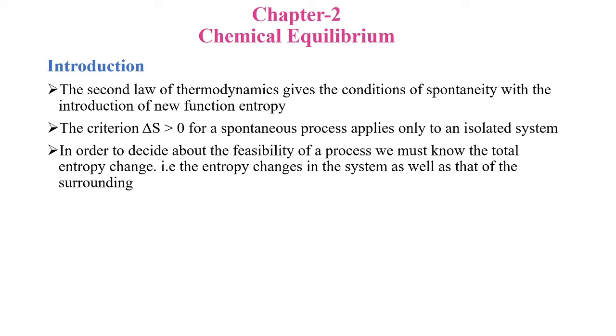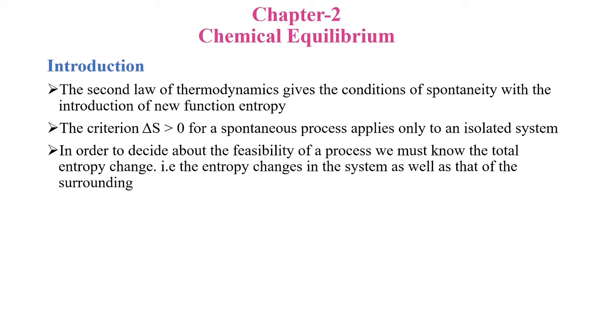But chemists are generally interested in systems which interact with the surrounding environment. So it would be preferable to have a criterion that could be applied to the system without changes in the surrounding. Such a criterion can be developed for processes such as phase changes and chemical reaction that occurs at constant temperature and constant pressure.